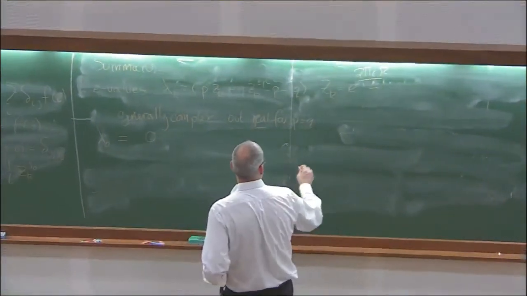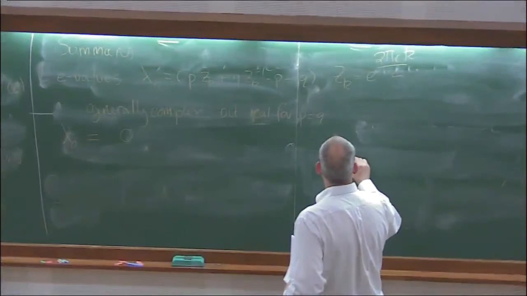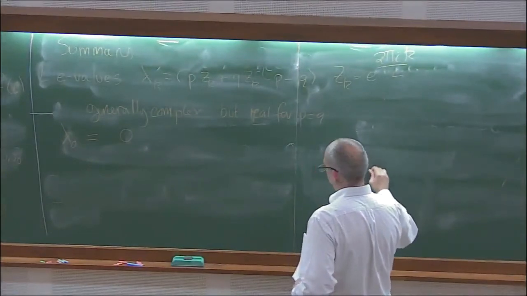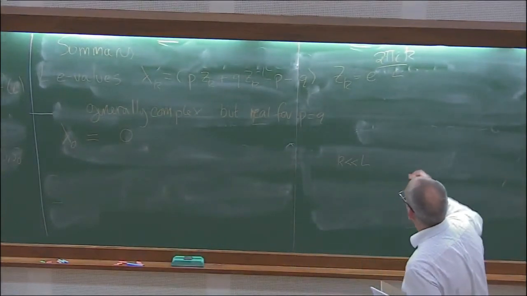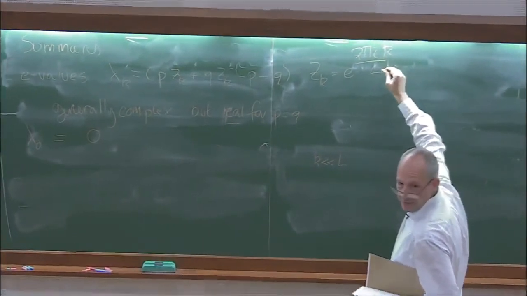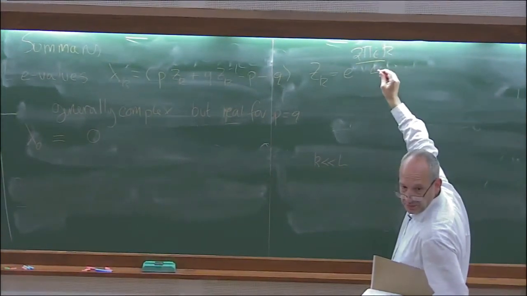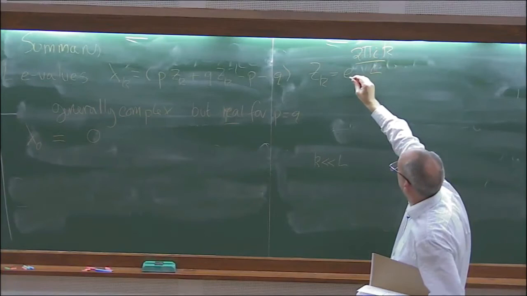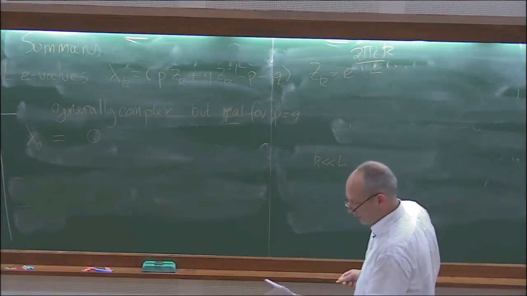So let's just see what happens for k very much less than L. Then I can expand this, right? Expand the exponentials. K is very much less than L, so I can expand up to second order.